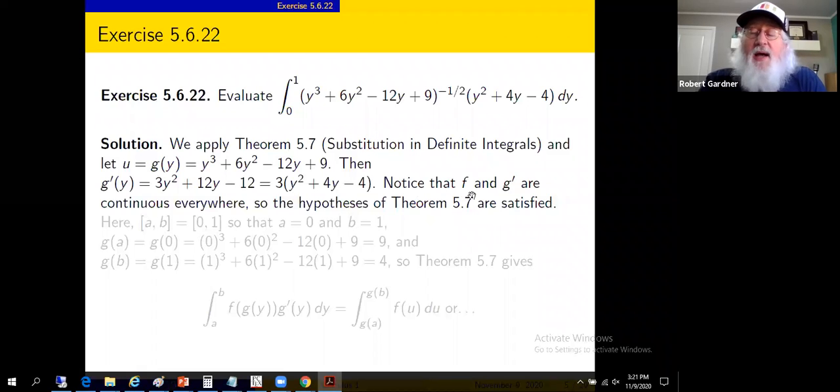Quick comment about hypotheses. I'll mention this in the beginning a few times, and then we'll just work forward and not do quite this level of detail. But f is continuous where it needs to be. Yeah, it's polynomial, so it's continuous everywhere. G prime, also polynomial. These things are continuous everywhere. So theorem 5.7 does apply. Excuse me, it required a continuous integrand, and we got a continuous integrand.